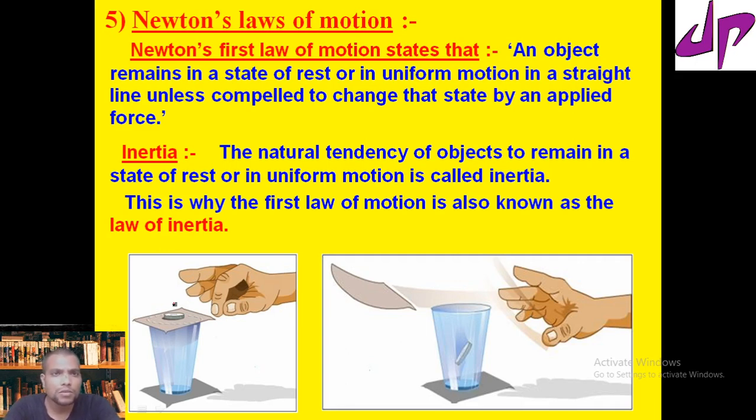So the first law, Newton's first law of motion, states that an object remains in a state of rest or in uniform motion in a straight line unless compelled to change that state by an applied force. It's a statement, try to understand it carefully. An object remains in a state of rest or uniform motion. Let's understand that first.